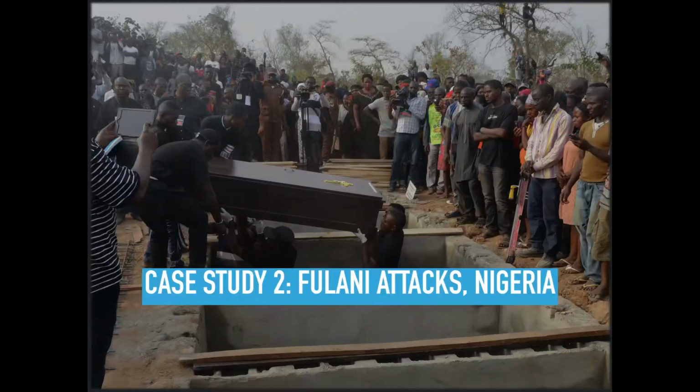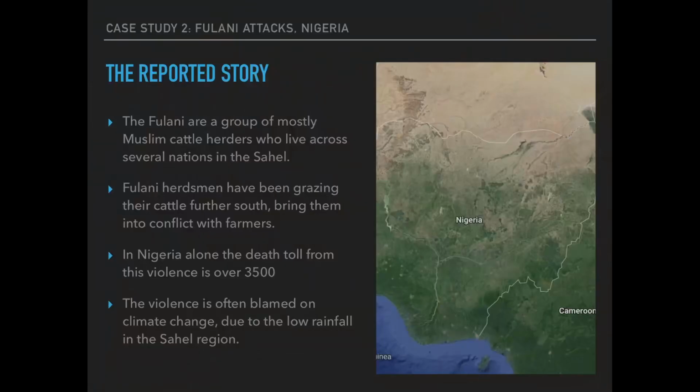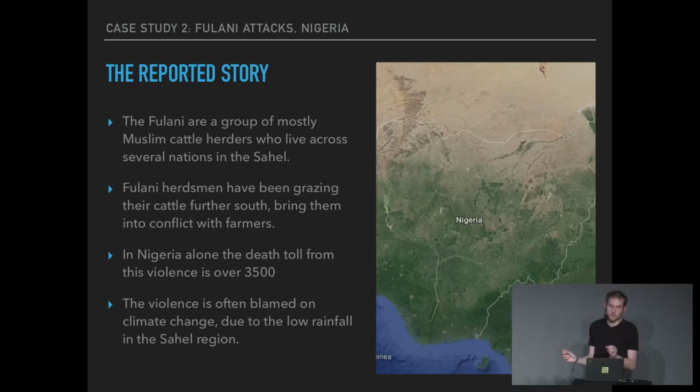Now let's look at one further case study. This time I'm moving to Nigeria, and we're going to talk about attacks by Fulani herdsmen. The Fulani are a group of mostly Muslim cattle herders who live across several nations in the Sahel region of Africa. The Fulani herdsmen have been grazing their cattle further and further south, bringing them into conflict with farmers. And in Nigeria alone, the death toll from this violence is over 3,500 people.